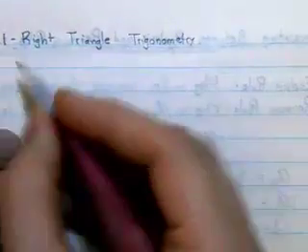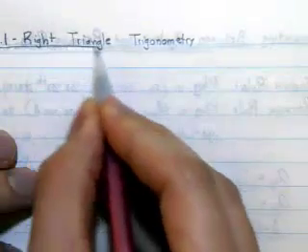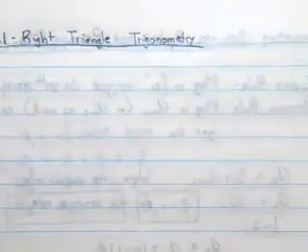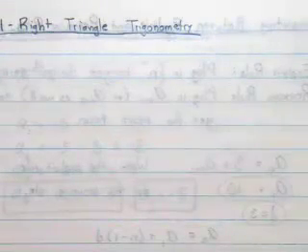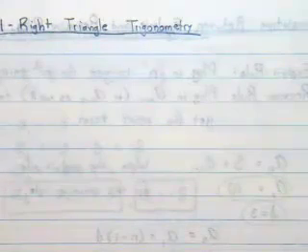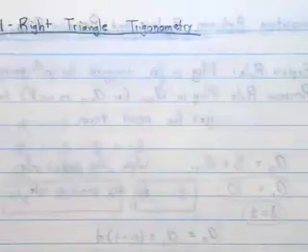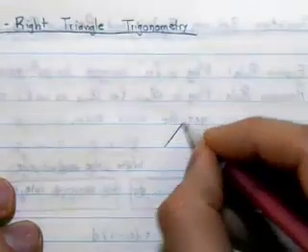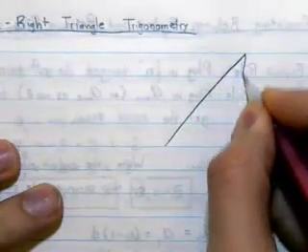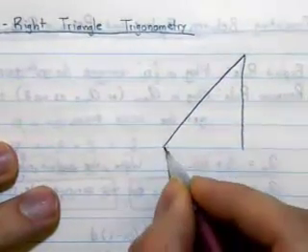All right, so section 9.1 is right triangle trigonometry, like I said. And so we have to define some terms here to get started. And you've seen these before. I'm going to draw a little right triangle over here to help us get through these.